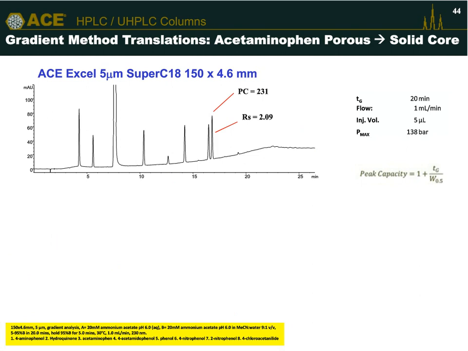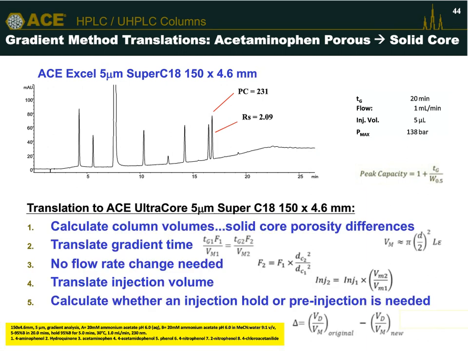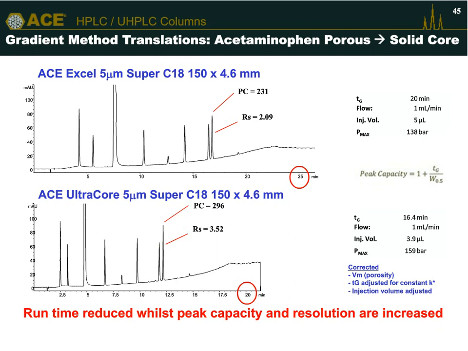So what about translating gradients from porous to solid core platforms? So here we have a different separation of acetaminophen with its impurities at 0.5% under porous separation conditions. Now we can translate that to a 5 micron solid core platform quite straightforward using those 5 different steps. And here we can see that separation, and we've used the advantage of the solid core technology to give us a faster separation. We've had to adjust, of course, for the different column volume due to the solid core particles, and therefore adjust the gradient time accordingly. But you can see that the peak capacity is good and the resolution is good.